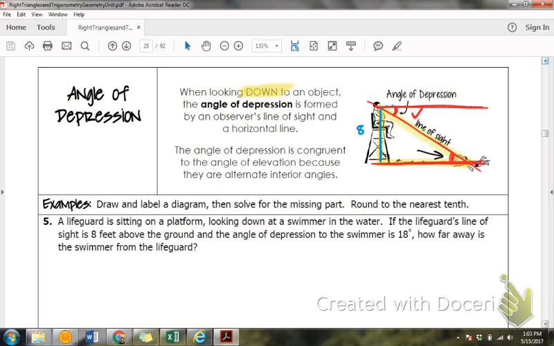So we know that this up here is 18, but then that means we also know that down here inside the right triangle is 18. And that's what we're really looking at. How far away is the swimmer from the lifeguard?